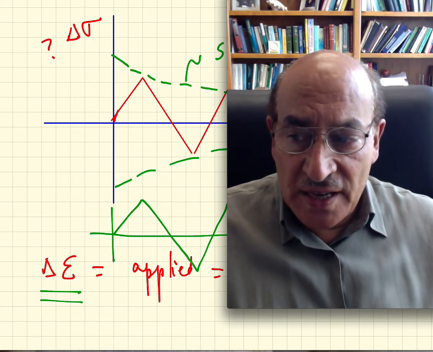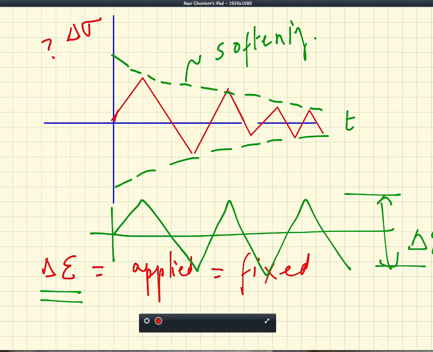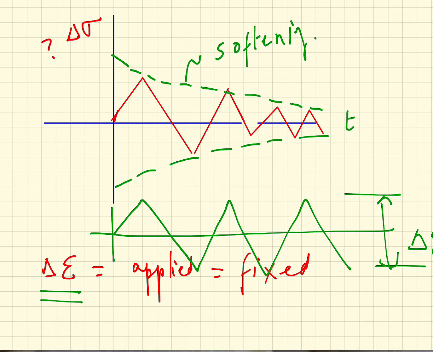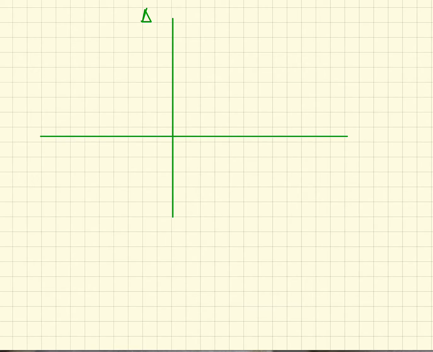How is this going to look? Let's see what we expect that to look like. In this case, I will have the behavior for the stress versus strain. If I plot it here, I will call this delta sigma versus delta epsilon. So this is delta sigma here versus delta epsilon.